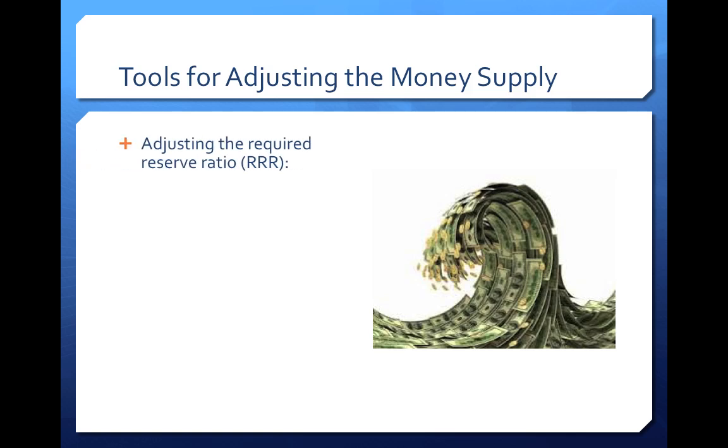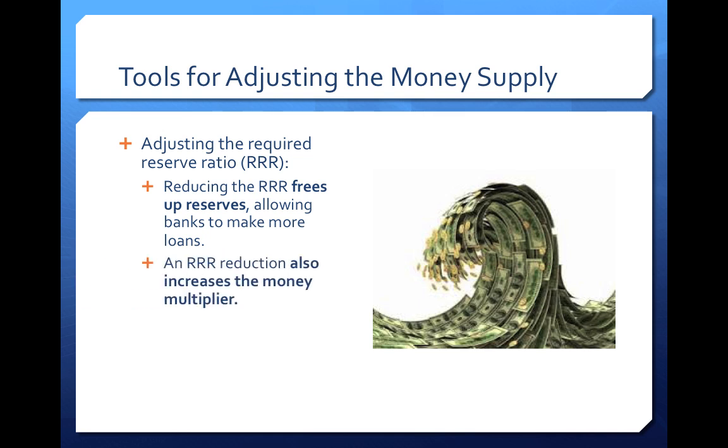Adjusting the required reserve ratio means reducing the RRR will free up reserves, allowing banks to make more loans. Okay, they have to keep a smaller amount on hand. Reducing it also increases the money multiplier formula that we went over. And both of these effects lead to a substantial increase in the money supply.